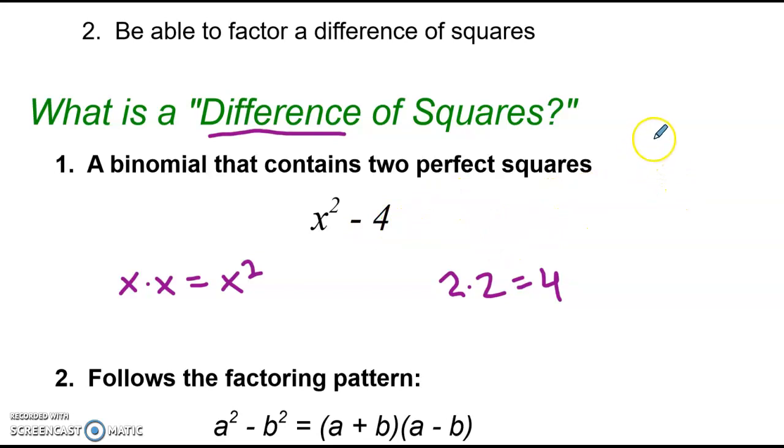If, for example, we had over here x squared plus 4, this will not factor. This is actually prime, by the way, and we can elaborate more on that later. But for right now, just understand that this is not a difference of squares. Yes, they're both squares, but it's a sum of squares, and that will not follow the factoring pattern that I'm about to show you here.